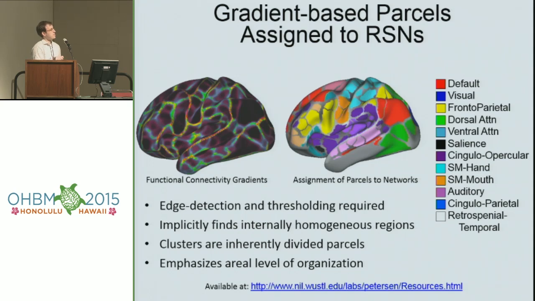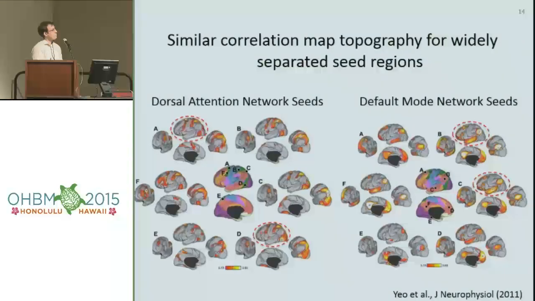Another result of this method is that these parcels cannot be connected to distant regions in the brain. So it's not inherently divided into networks. It's instead divided into parcels, which probably emphasizes an area level of organization rather than large-scale systems. But other methods can be used to further categorize them into networks, which we'll go over.